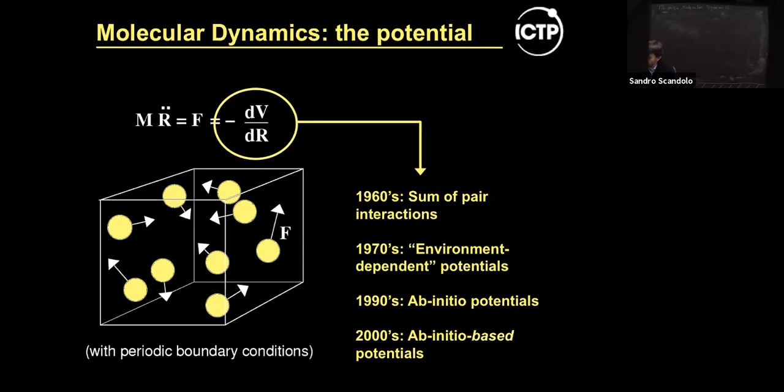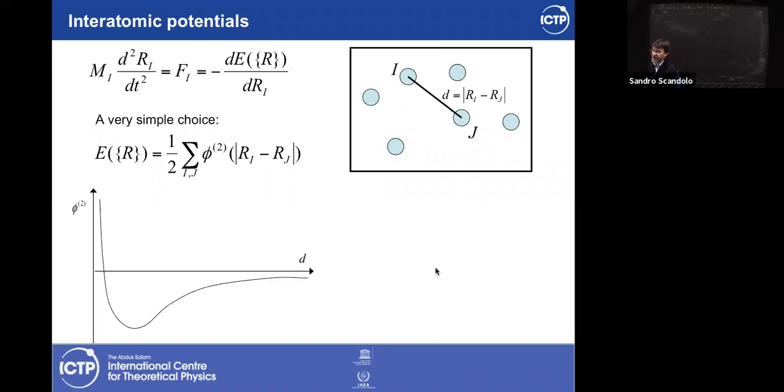In what we call ab initio based molecular dynamics. But let me just briefly go back to the beginnings, because this is very instructive also from a number of points of view. So what is the concept? The concept is that suppose you don't know anything about the potential. Well, the first thing that comes to your mind is to say that the energy of interaction between two particles, to first approximation, perhaps it can be written as a sum of pair interactions. That is, atom I interacts with atom J with a given potential.